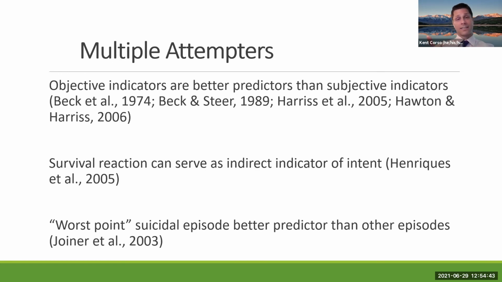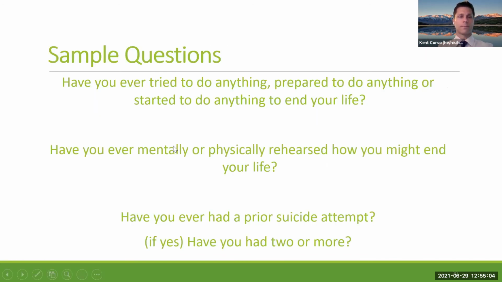So do you have access to the means? Have you made detailed plans? Is someone likely to find you? Is someone likely to interrupt you? Do you have the opportunity to attempt? All right. And we talked about the survival reaction, post-attempt response, as a good indicator of what's to come in the future. All right, here's your green screen.